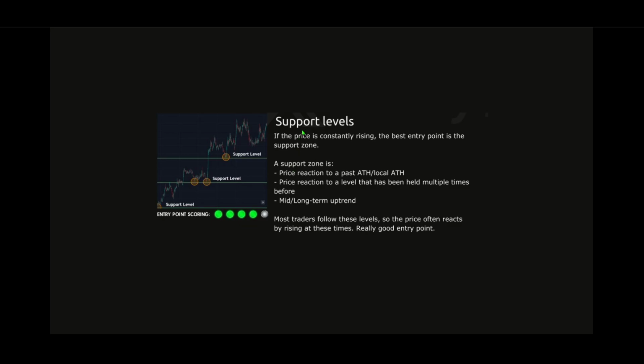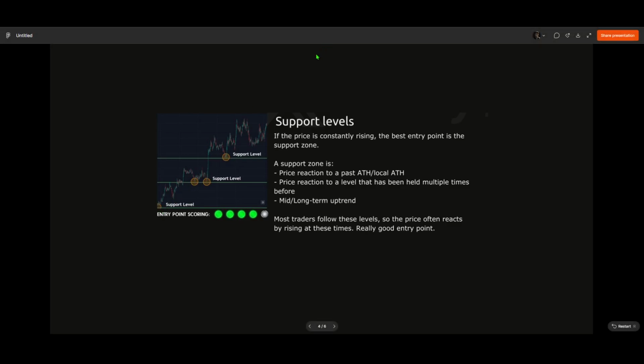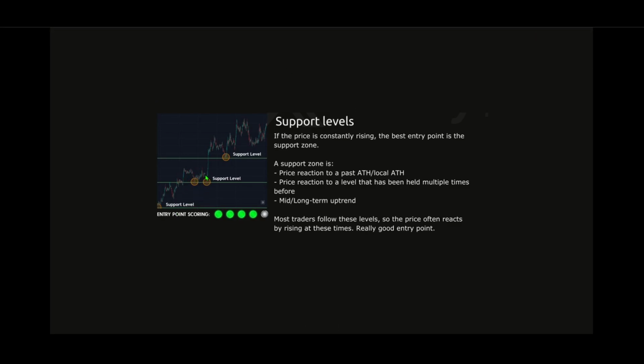The next one is the support levels. And this is what you can actually see in the chart, where if you have upwards price movement, then of course it won't go in one time, right? It will go with ups and downs, ups and downs, ups and downs.